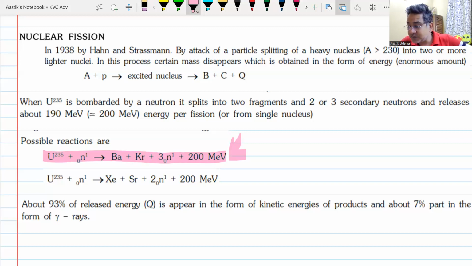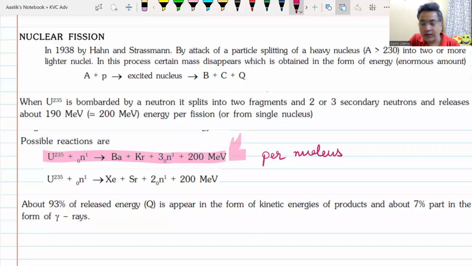Nuclear fission is just a process in which a heavier nucleus gets converted into lighter nuclei and it releases energy. The energy release is always per reaction or per nucleus. If one nucleus gets converted, how much energy is released? So if any question comes, you can solve it from this data. I hope you have noted it down.